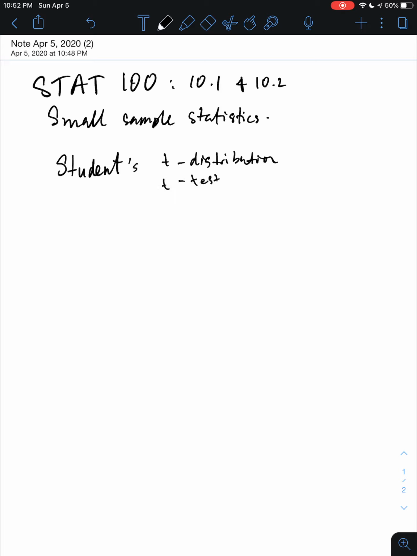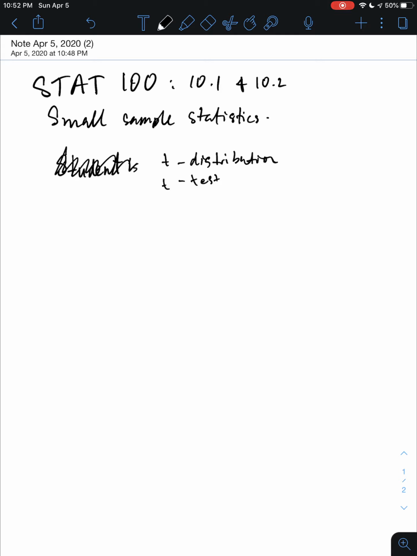Student's t-test. And I think this is such a terrible pseudonym. I avoid using it all the time. It should be called Gossett's t-distribution, but that name never stuck because he published anonymously.